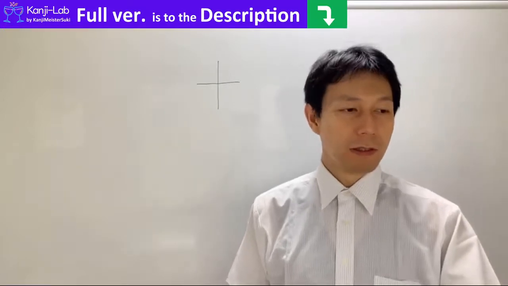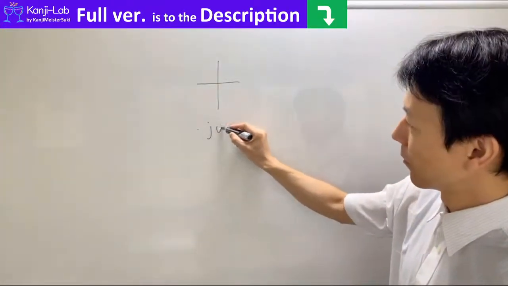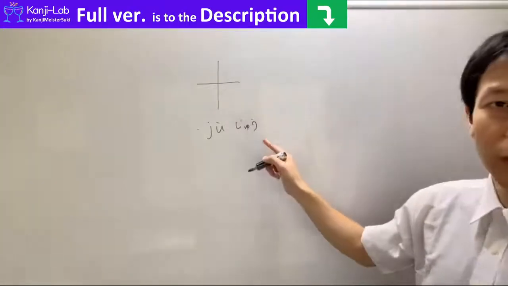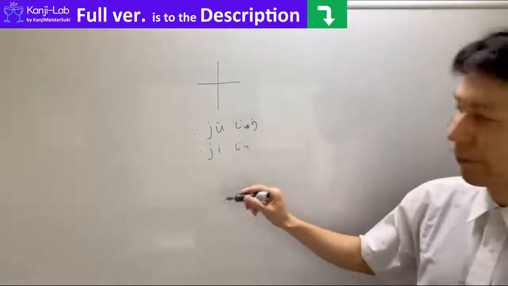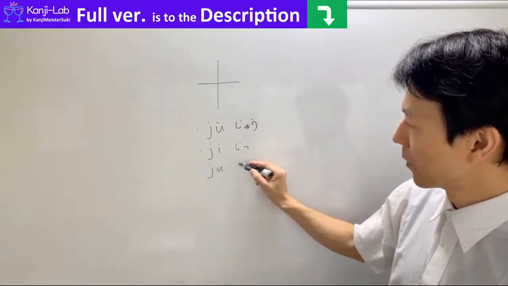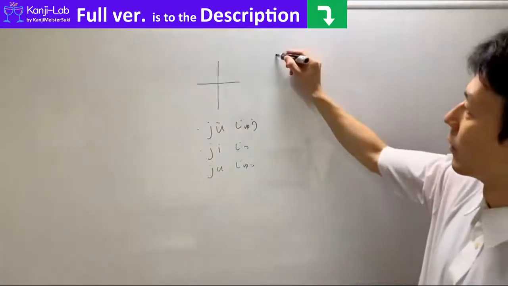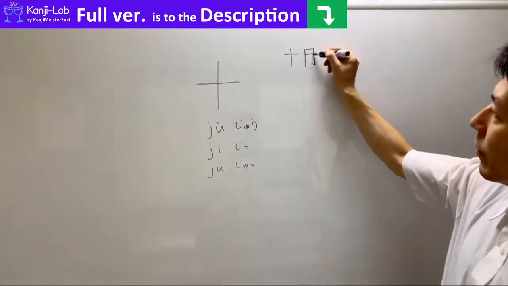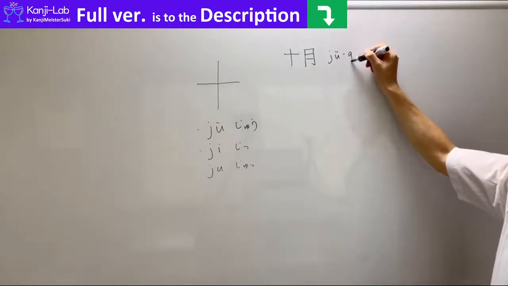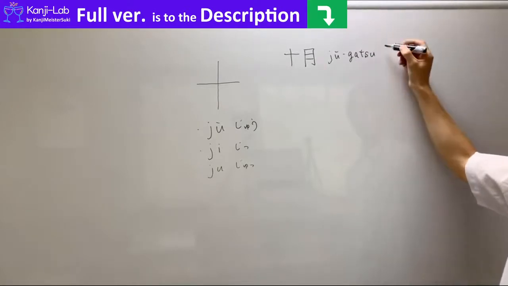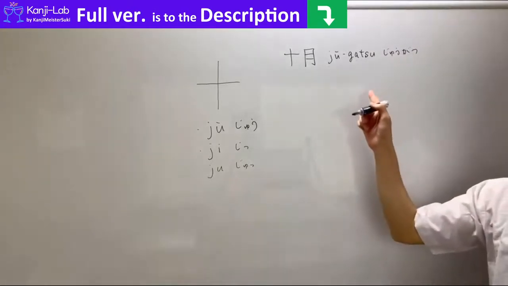Okay, let's start with the readings. First, the readings are Ju. Ju. For example, Jugatsu. Jugatsu, it means October.